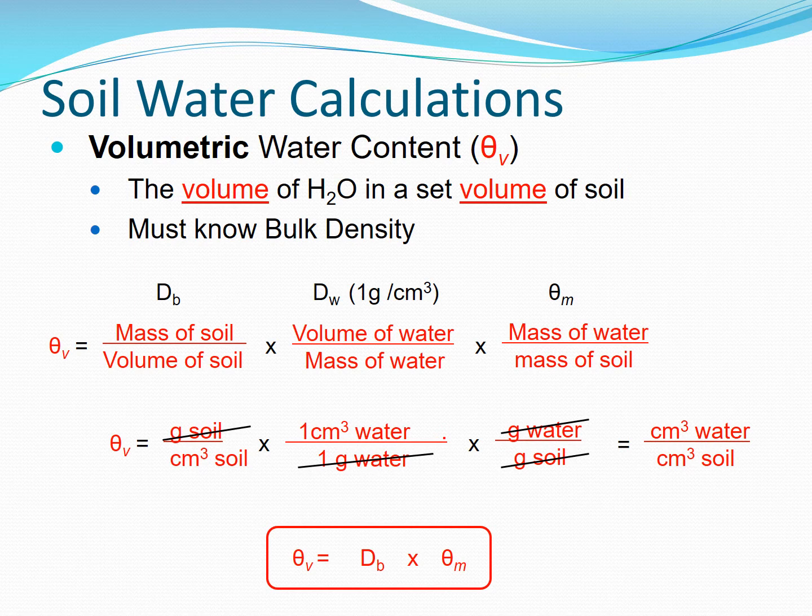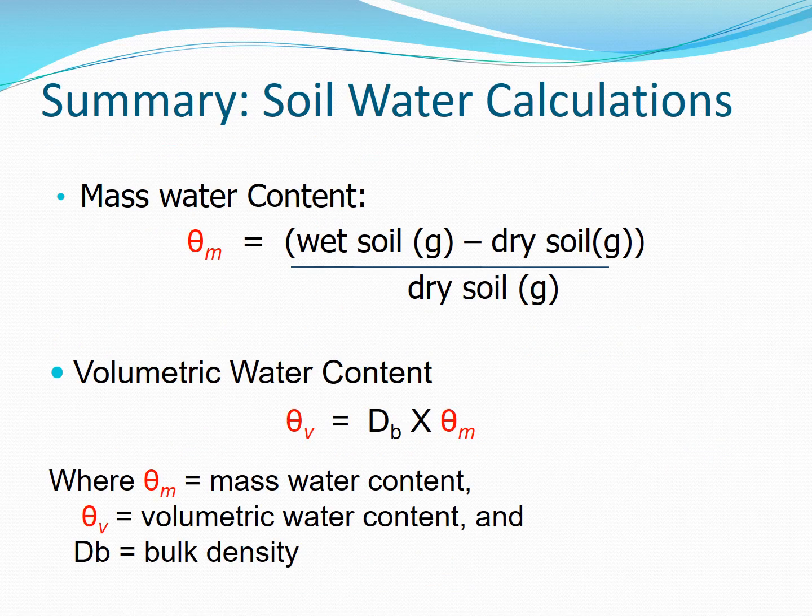Don't worry about all this weirdness in the center. What you need to know, in review: to get our mass of water, we take our wet soil and subtract out the dry soil, and then we divide it by the dry soil. Then, to get the volume, we just multiply that value by bulk density.